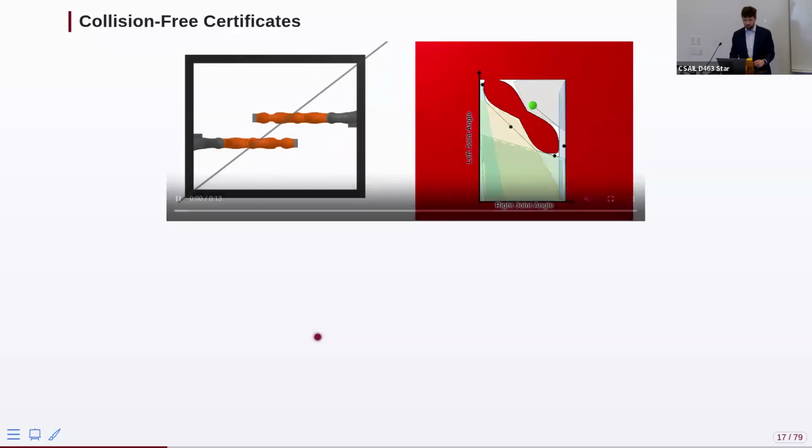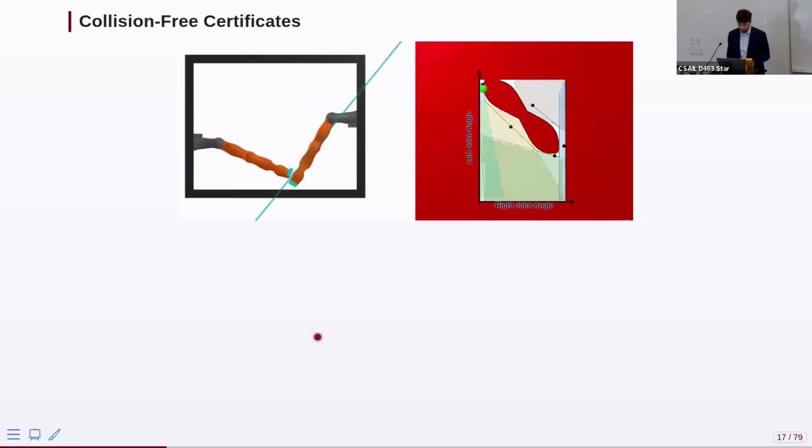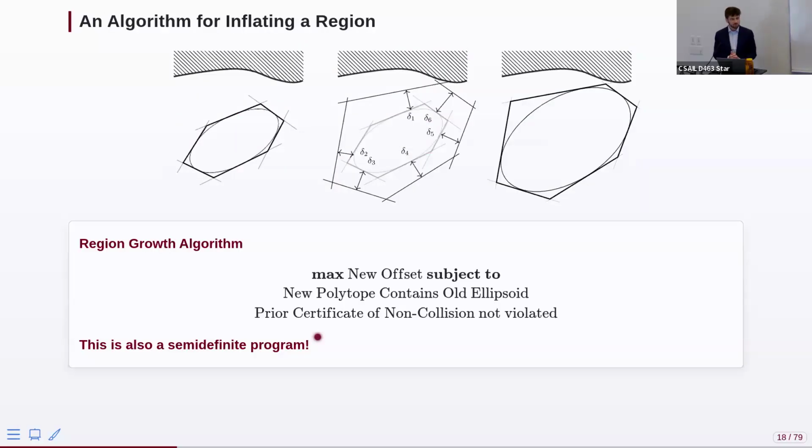So now that we have a way of certifying a region, guessing a region is going to be intractable. So how do we grow these regions organically? And the method for doing so has a lot more symbols than even that one. And so it's a lot easier to explain in a picture. If you give me a polytope in configuration space, I can think about approximating its volume by just inscribing an ellipse on the inside.